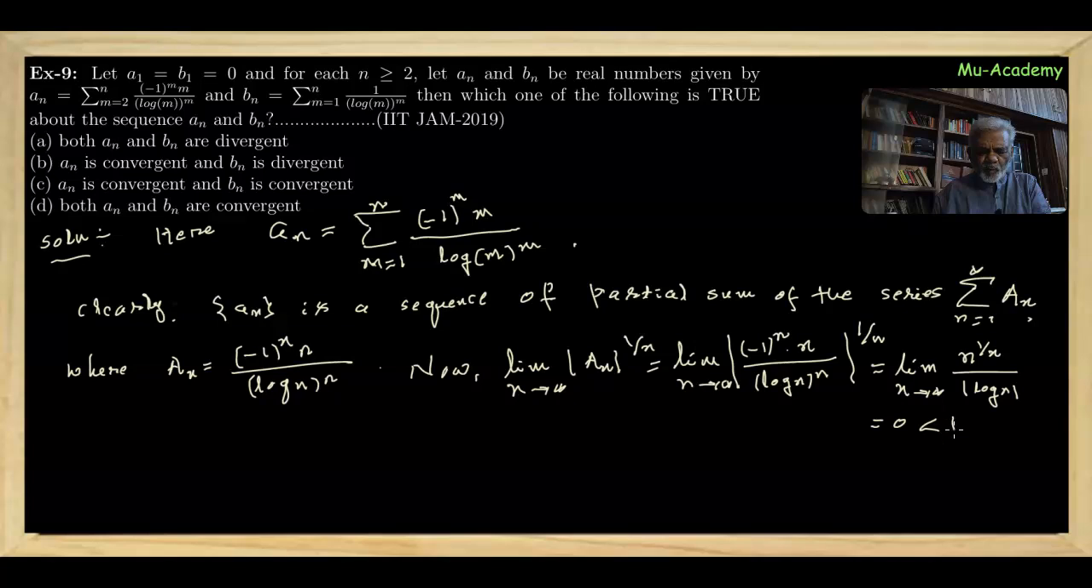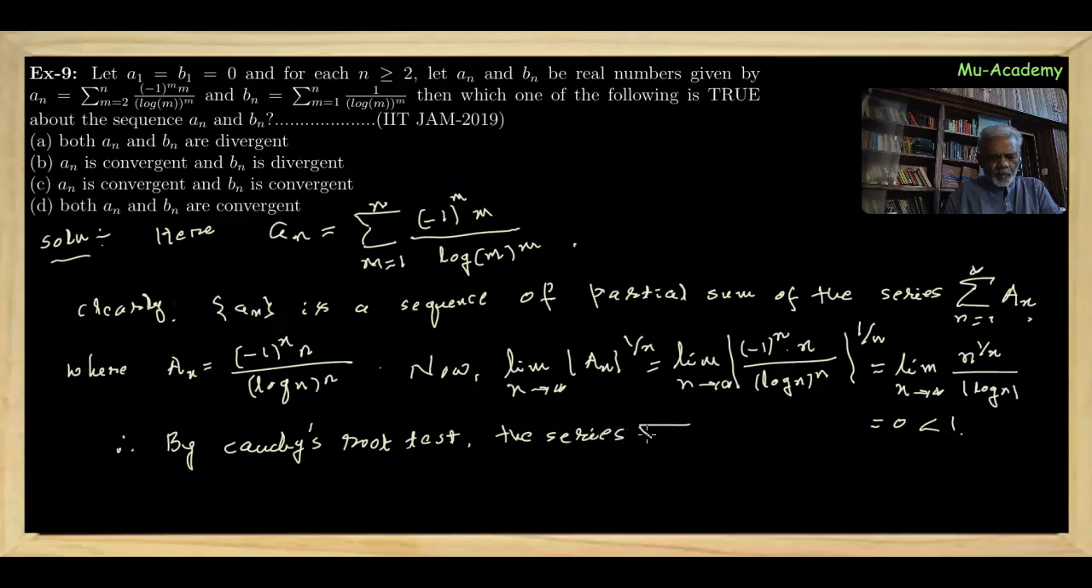That equals 0, which is less than 1, and therefore by Cauchy root test, the series summation n equal to 1 to infinity of minus 1 raised to n into n divided by log of n raised to n is convergent.